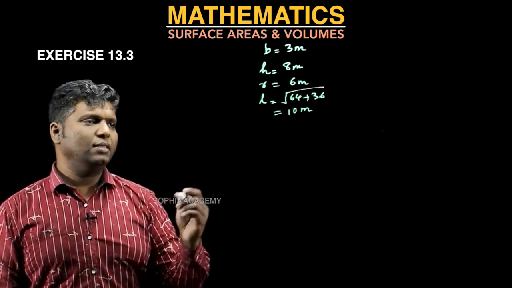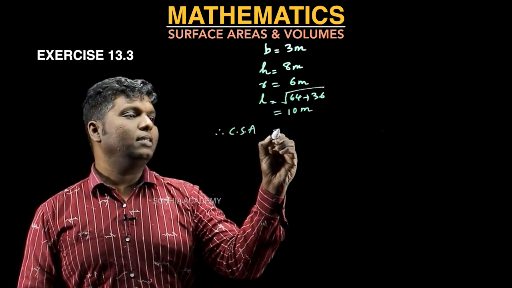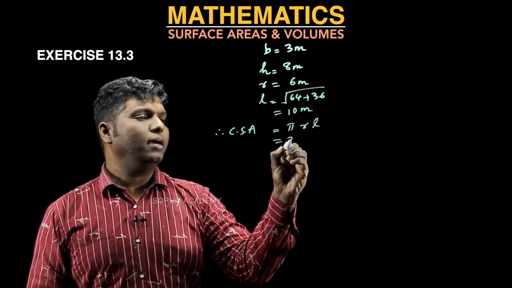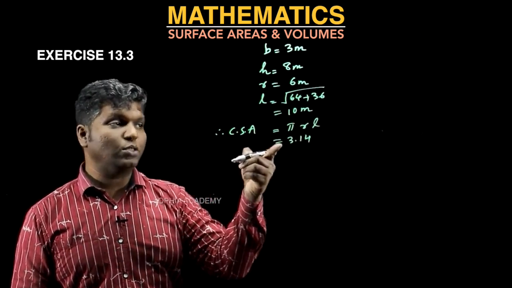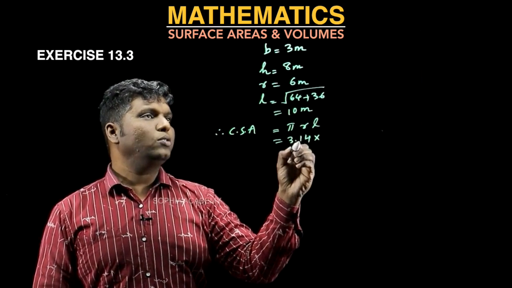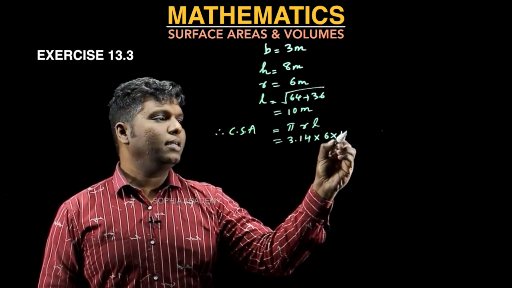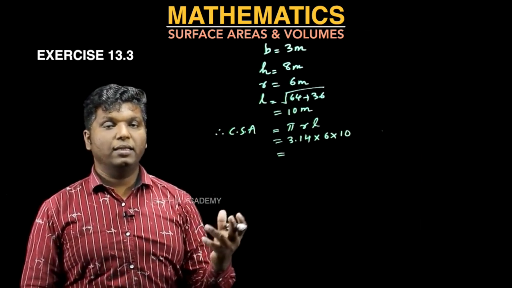Now you can find the CSA, right? Therefore, CSA of the conical tent is equal to pi R L. Pi is 3.14, as it is mentioned in the question that you have to take 3.14. That's why we took it. Into, what is the radius? The radius is 6. Into, what is the slant height? It is 10. So you have to multiply these together and you will find the CSA.